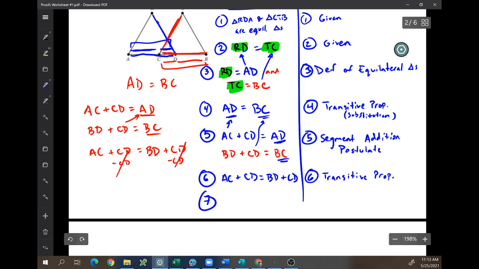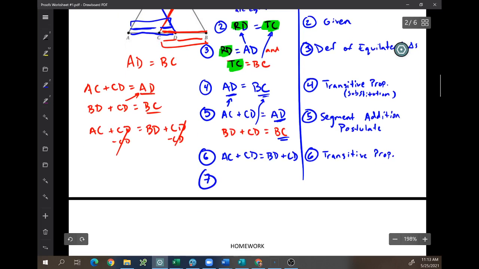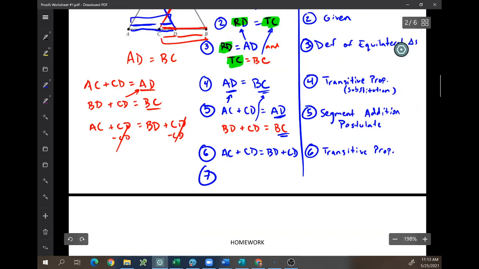And I'm almost there. I want AC equal to DB. Well, I have AC and I have BD. And so I just want to subtract off CD. So AC equals BD. That's what I wanted.